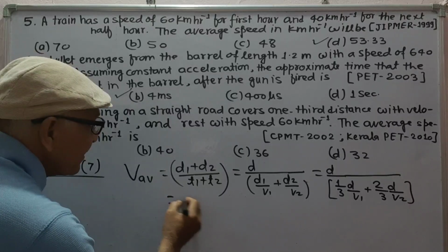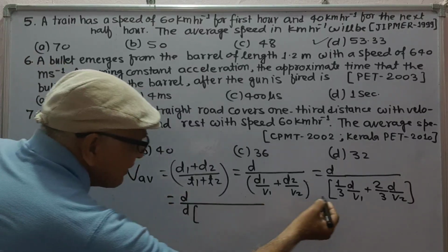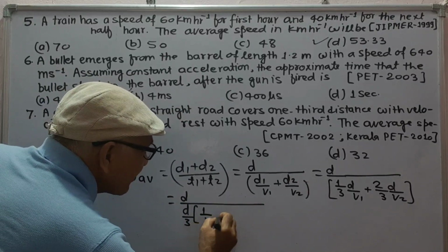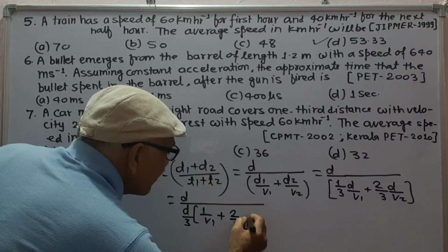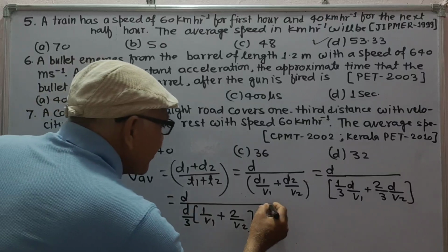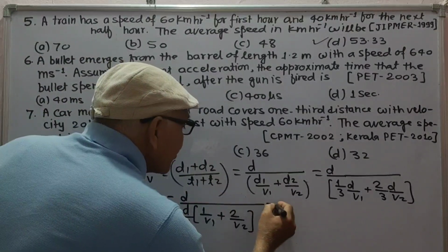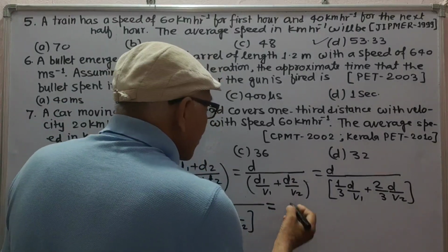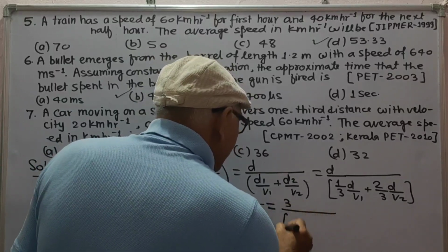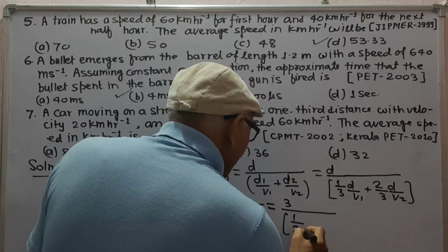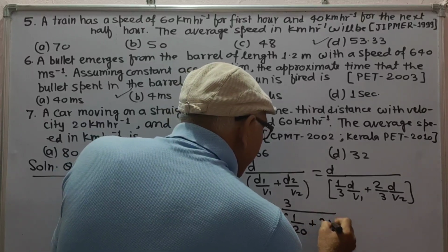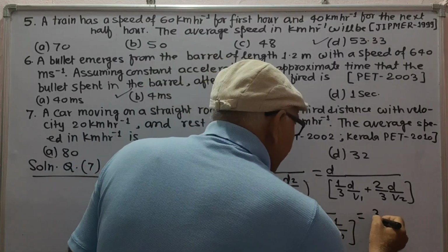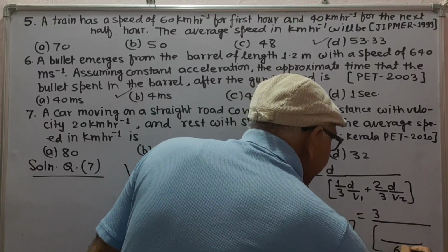So we get d upon, d by 3 can be taken common, 1 by v1 plus 2 by v2. d and d cancel out and 3 goes to the numerator, so we get 3 upon 1 upon 20 plus 2 into 1 upon 60. It is 3 upon, 60 is the LCM.